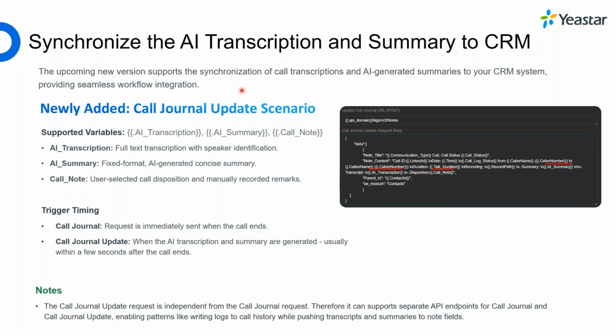Now we have the ability to synchronize the AI summary and transcription to the CRM system, and we support these 3 variables. You can use them in this new update scenario, which we call the call general update. The AI transcription is the text transcript with speaker identification, so you can know the customer's name and the extension user's name.